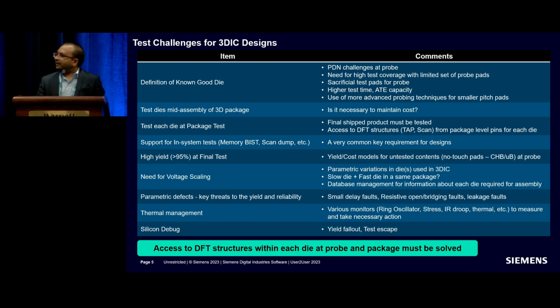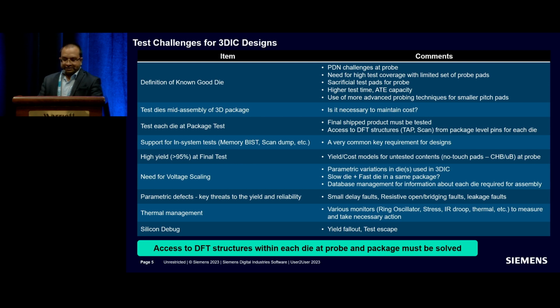I think we talked about testing each die at the package level. That is a first and foremost requirement. We need to be able to test each die at the package level along with the interconnect. The in-system test, I think, is a key requirement not just for 3D design, but for all design. And maintaining the yield so we can be profitable is also a requirement.